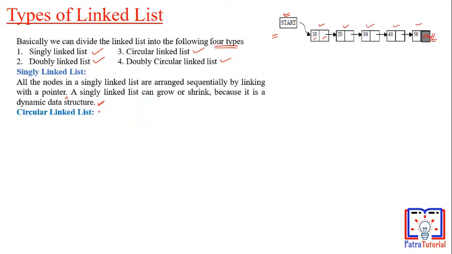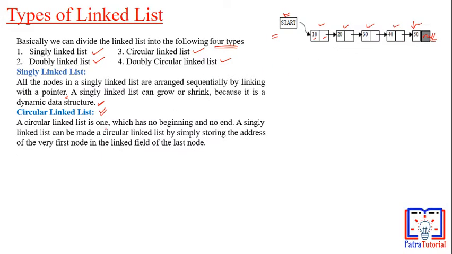Circular linked list. Okay, see, suppose right now I am in this node, that last node, and I want to print the first node. So can I go from this node to this node? No, I cannot go, right? Because I don't have any information about the address of this node from this node, right? To avoid this problem we are going for circular linked list. Okay, so let me define the circular linked list first.